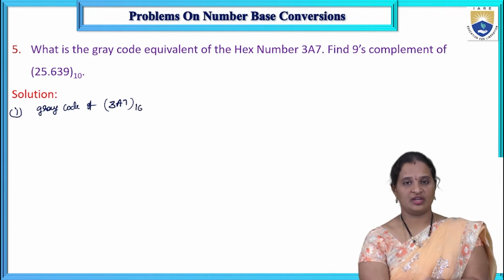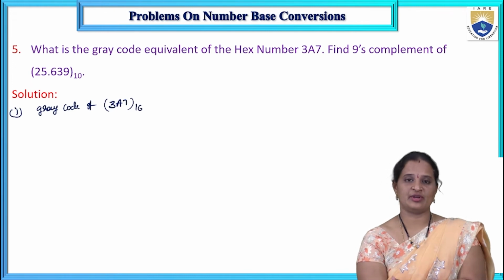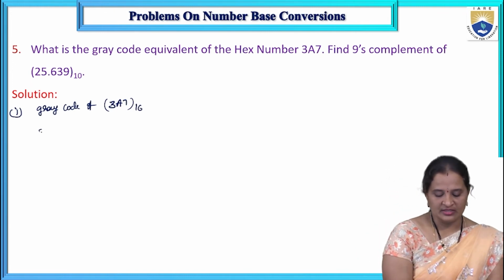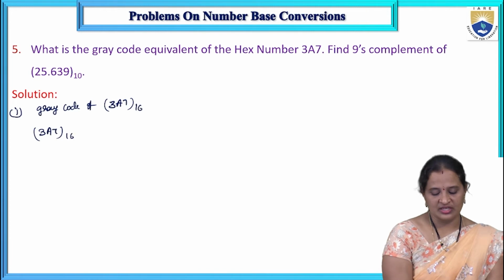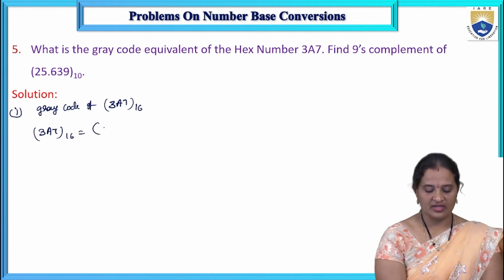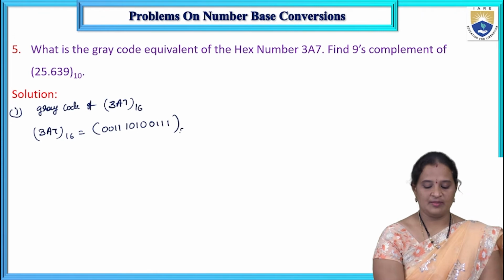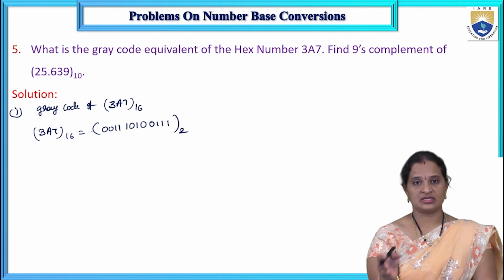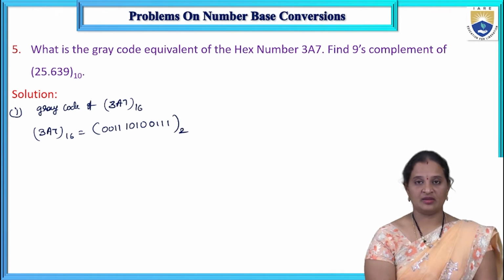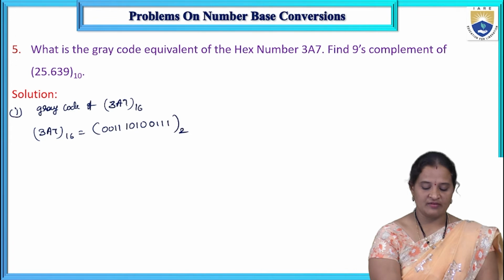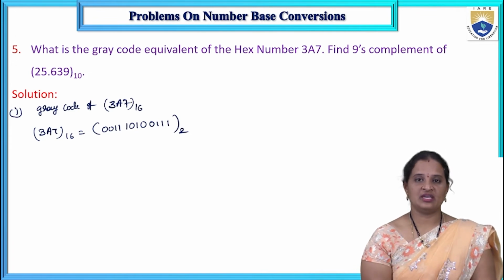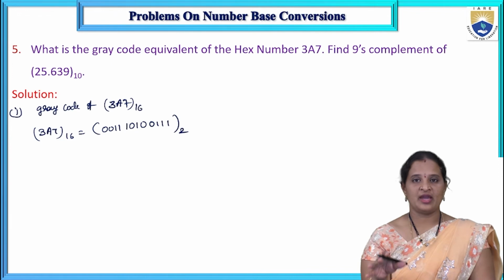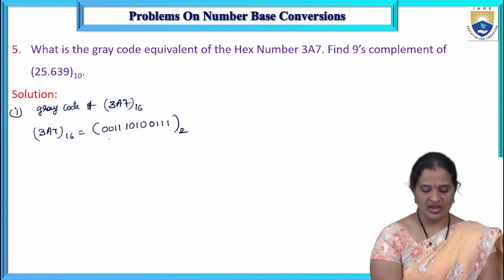First, in order to convert to Gray code, we need to convert the given hexadecimal number into binary. So that is 3A7 to the base 16. We can convert this into binary as 0011, and A is 1010, and 7 is 0111. So this is the binary equivalent. How have we converted the given hexadecimal number into binary? By replacing each digit of the hexadecimal number by its 4-bit binary equivalent.